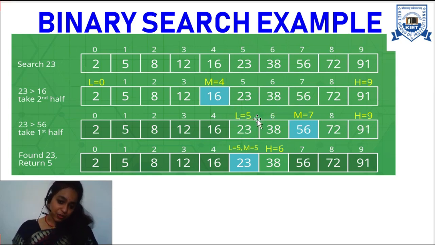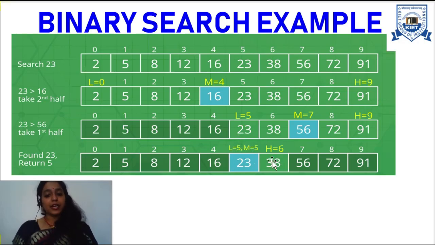The array is starting with lower bound 5 and it must be on the left side of this middle index. So we will be updating the upper bound as mid minus 1. Now lower bound is 5, upper bound is 6. We need to search for the element 23 in this particular half of the array.